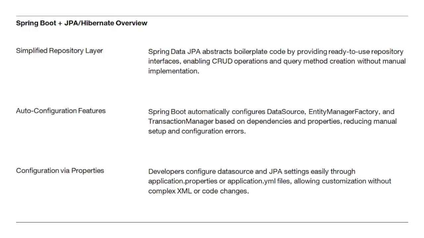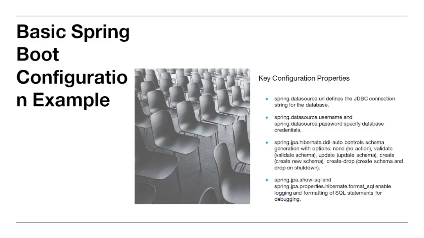Configuration, the properties. All this you can define in the application.properties or application.yaml file. Okay, where you can specify the URL, username, password, database username, password, all those things, etc. Key configuration properties which should be available: basic Spring Boot configuration, datasource URL. For example, if you are using MySQL, you have to provide the URL. If you have the username, password, those things you will be providing to connect to your database.